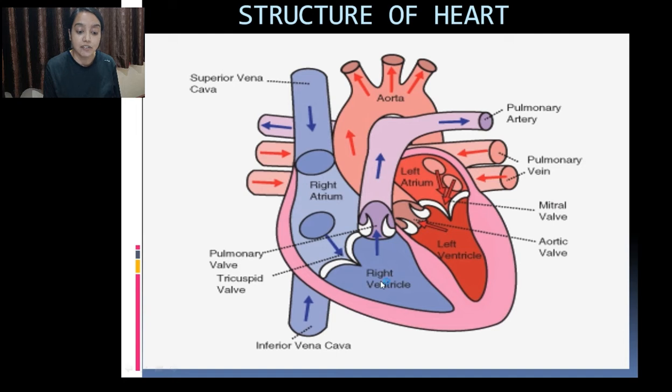And the right ventricle sends the blood to the pulmonary artery through a valve. This valve is called the pulmonary valve. And the left ventricle sends the blood to the aorta through a valve, the aortic valve.